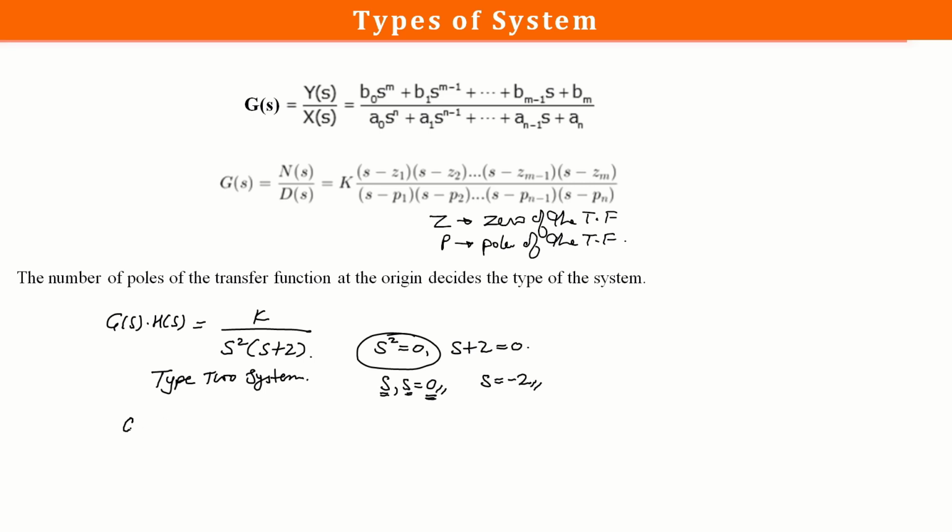So let's take one more example. Suppose we are having G(s)H(s) equal to K upon s plus 2. Now in this case, what is the type of system? Here we can see that we are not having a separate s. This s is with some constant with addition sign. That means this pole we are having at -2. So we are not having any pole at the origin. That means it is a type 0 system.